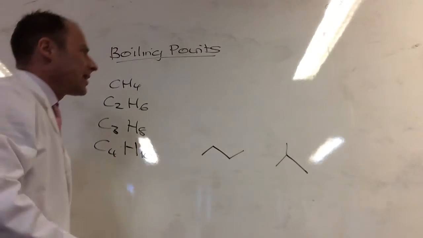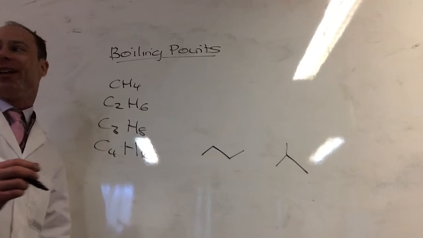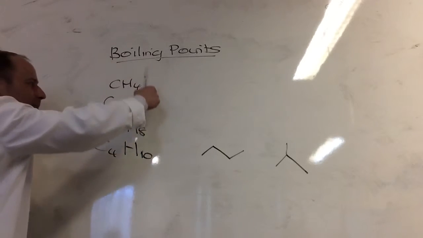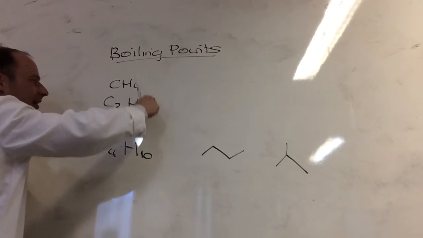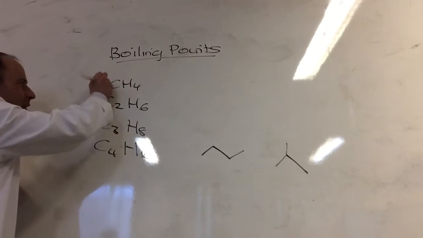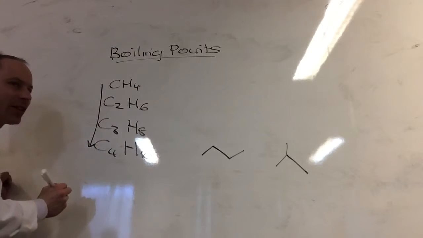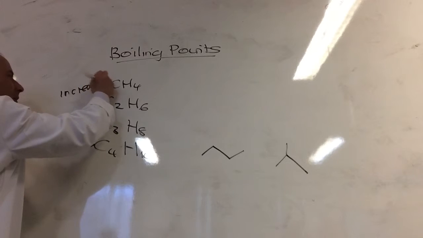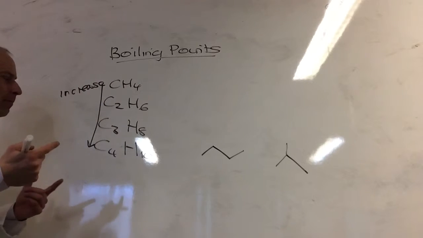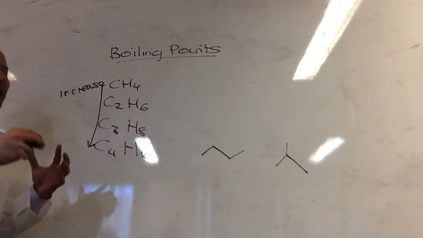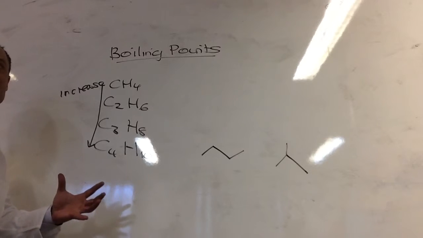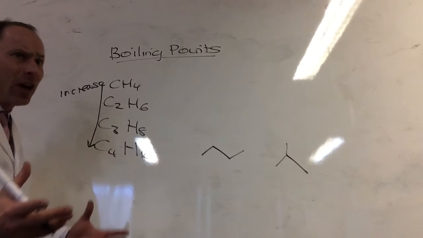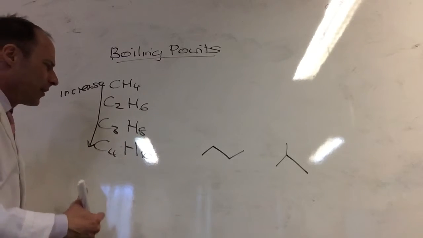So just quickly, let's revise boiling points, which should be familiar to you. So if I compare this series, methane, ethane, propane, butane, what's going to happen to my boiling points as I go down that route? They're going to increase. Why? The size of the molecules are getting bigger, more electrons, and therefore increased van der Waals forces, more energy required to separate the molecules.